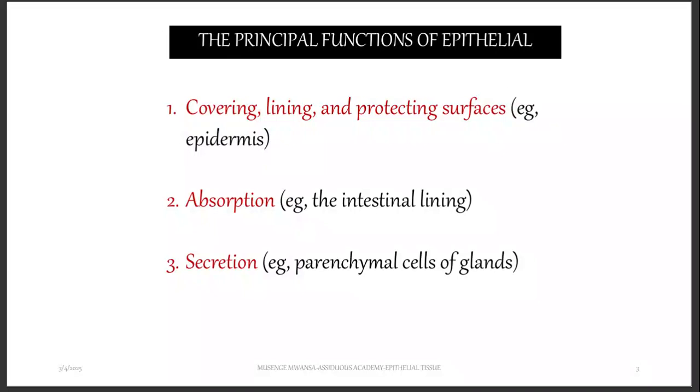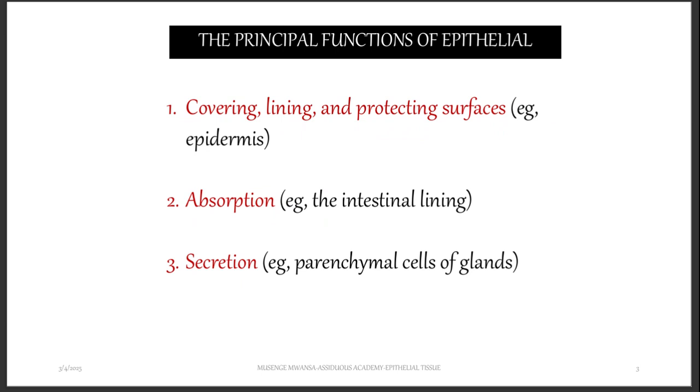I've got four main types of tissue: epithelial tissue, connective tissue, muscle tissue, and nerve tissue. And the principal functions of the epithelium: number one is covering, lining, and protecting surfaces. For example, the epidermis, the skin, is epithelium. The second function is absorption. For example, in the small intestines, the epithelium there is going to help in absorption.